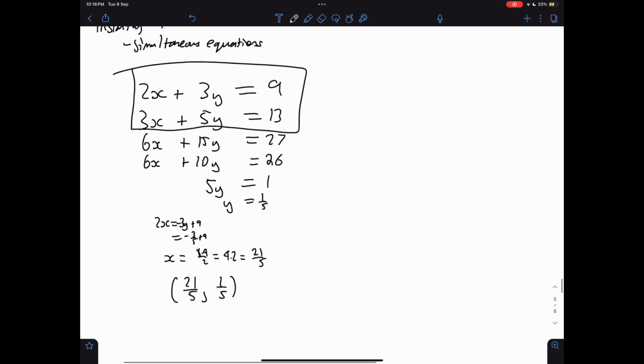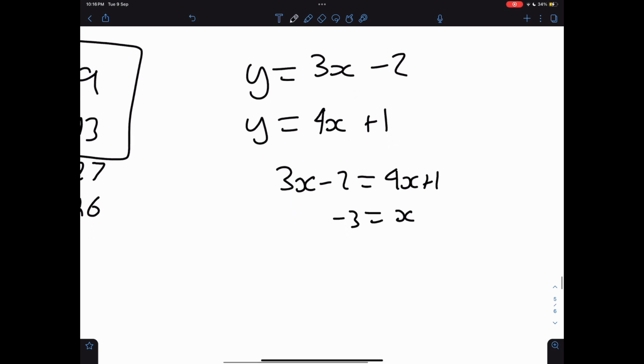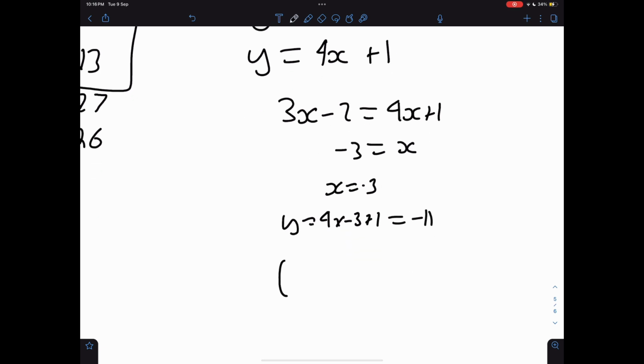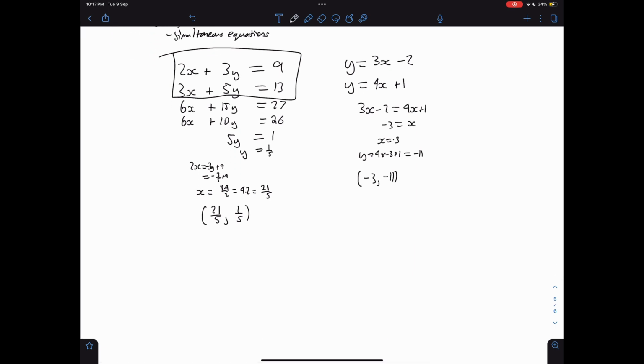Additionally, it could have given you something like this. And what you would do here is just set them equal to each other. And then you get 4x minus 3x is x minus 3. So x equals minus 3, then y equals 4 times minus 3 plus 1, which is minus 11. So the intersection is at minus 3, minus 11. And those are easy ones because they're linear.